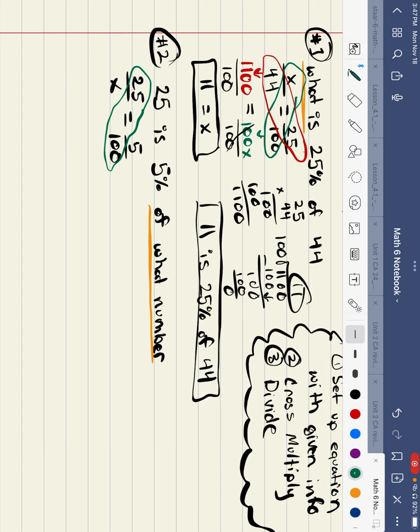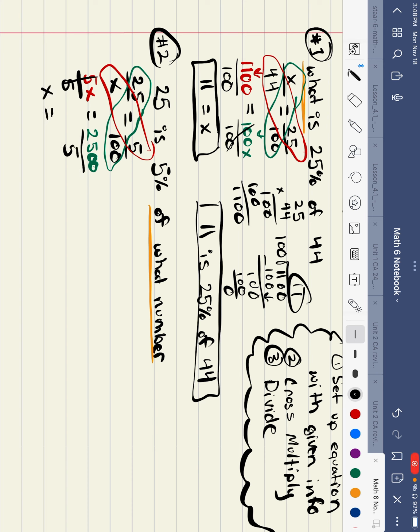25 times 100 is going to give us 2500. And 5 times our x is going to give us 5x. Don't forget your equal sign. And now we got a one-step equation that we can work out. Get rid of this 5 next to the x. We got to do our opposite operation, which is 5 divided by 5. Whatever we do on one side, we got to do to the other.